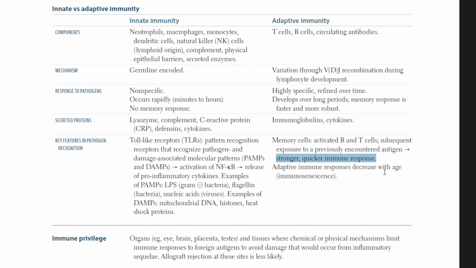That's sometimes why some people say, I have eaten fish before and I wasn't allergic, but now I'm allergic and I don't understand. So this is some kind of explanation. The adaptive immune response decreases with age. This is called immunosenescence.